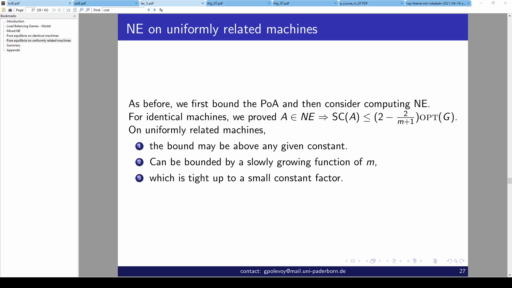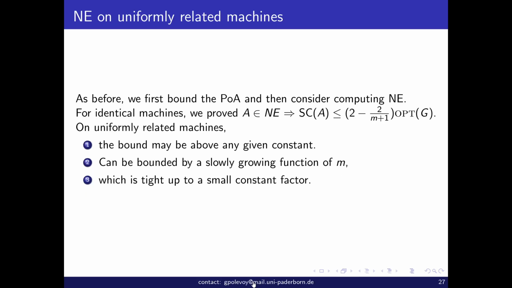So now let's move to the second topic, which is pure Nash equilibria on uniformly related machines. Unlike the case of identical machines, the case we are looking at now allows for the machines to be uniform, so they are only different in one aspect, in the speed.